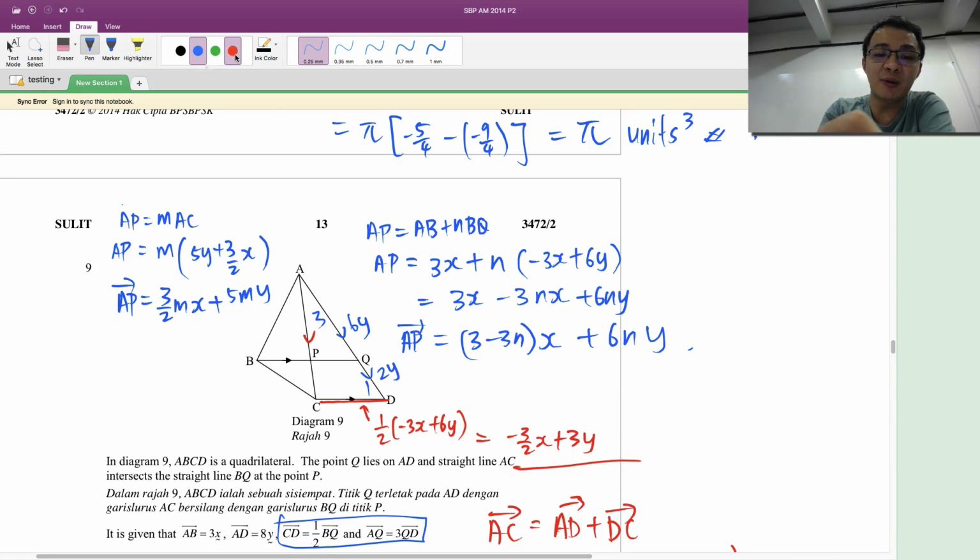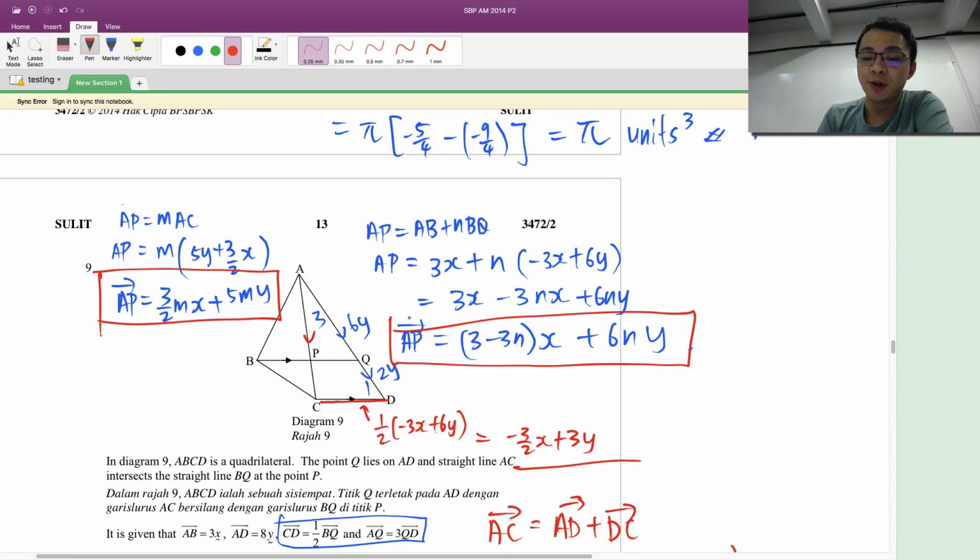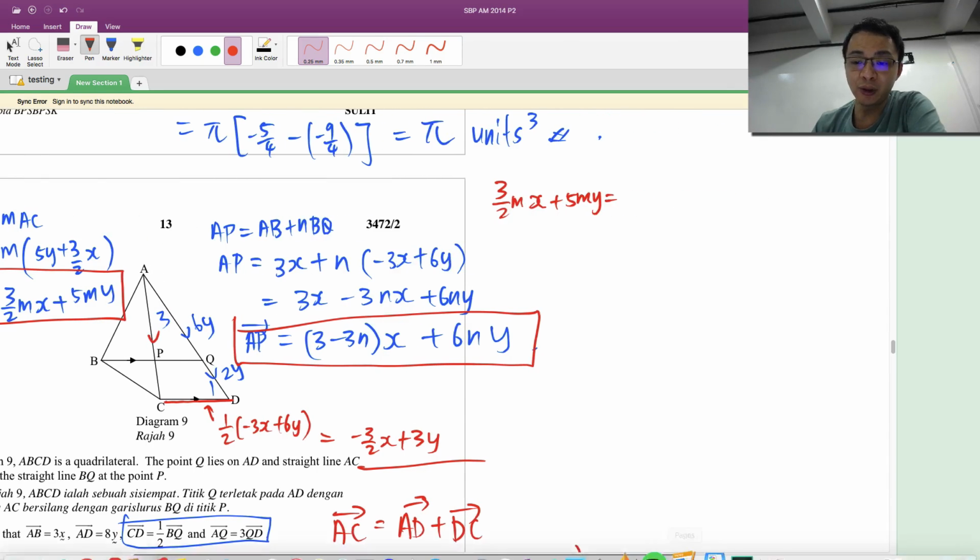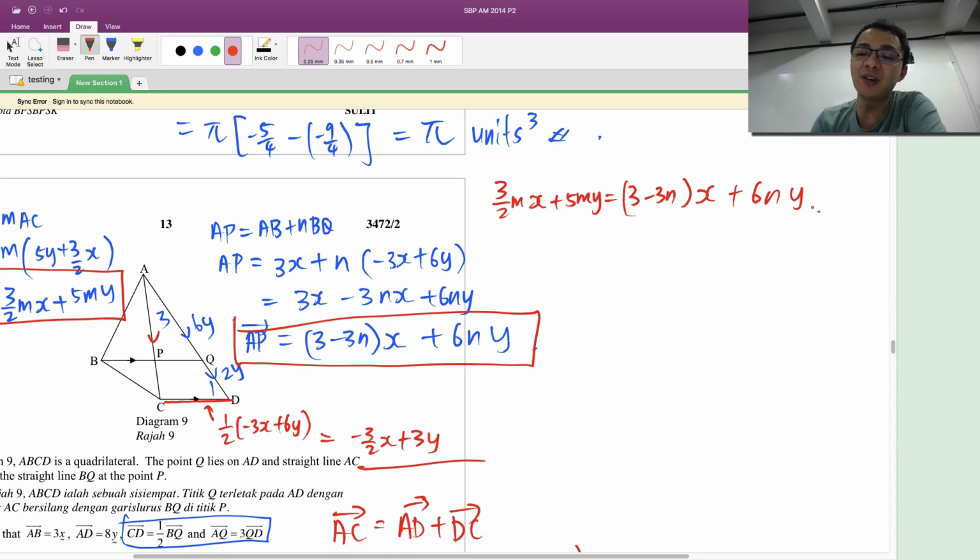Then what I will do is substitute one AP into the other. After I substitute, what I have is 3 over 2 mx plus 5my equals the whole thing here, which is (3 minus 3n)x plus 6ny. After you substitute, this is a crucial thing: comparing x with x, and then comparing y with y.